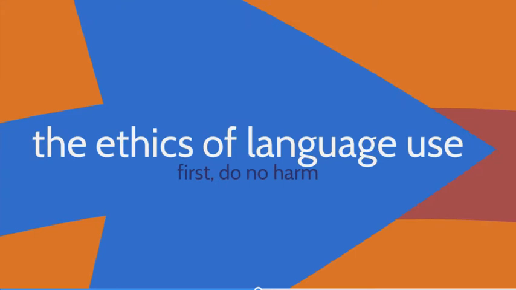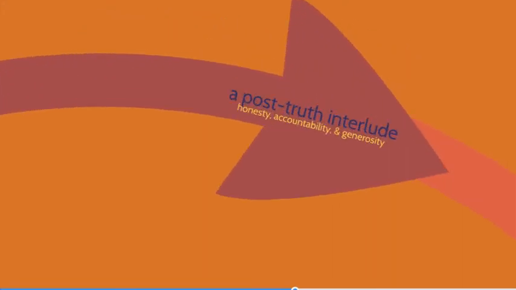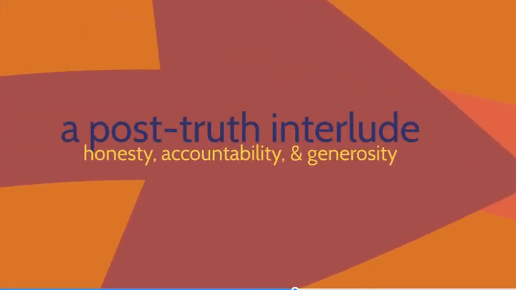Building upon that, we'll move into a discussion of the ethics of language use, of what it means to first do no harm with our language, to approach it in terms of how am I affecting other people in the world again. The next unit will be an interlude on what it means to live and write and think and to kind of navigate a post-truth world.